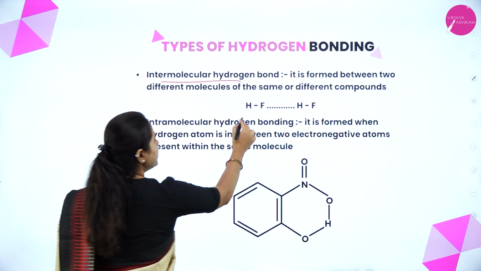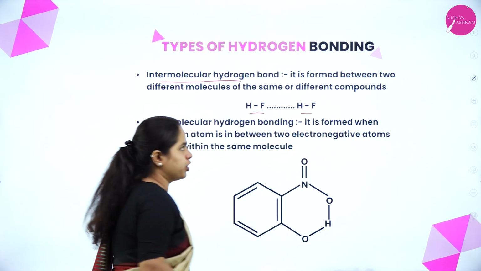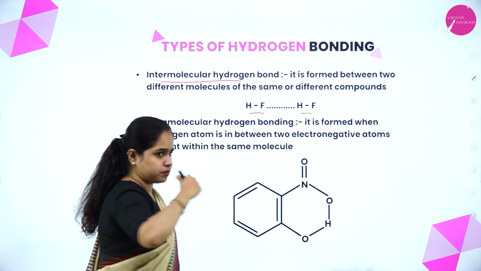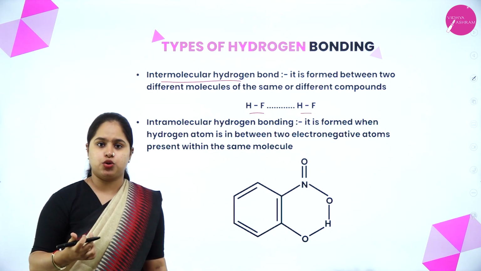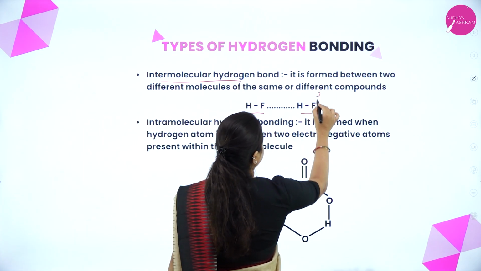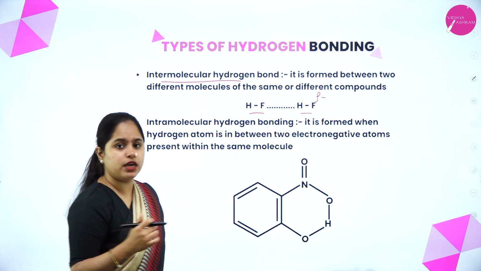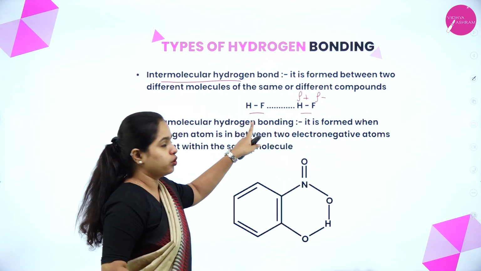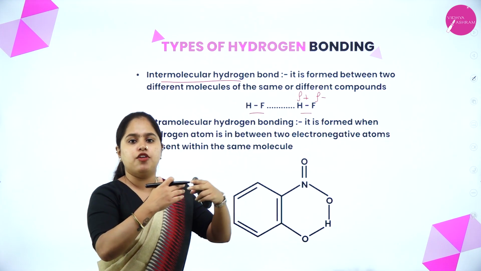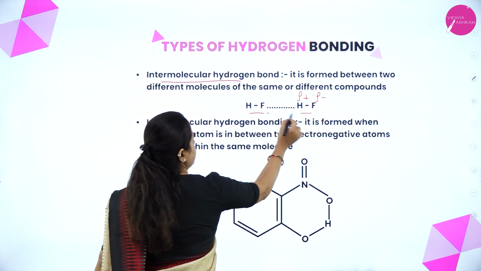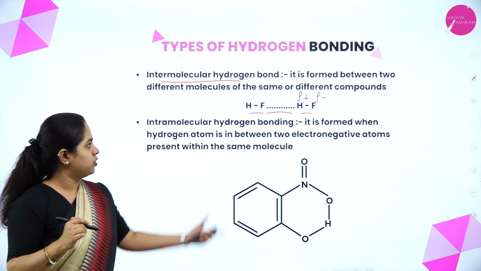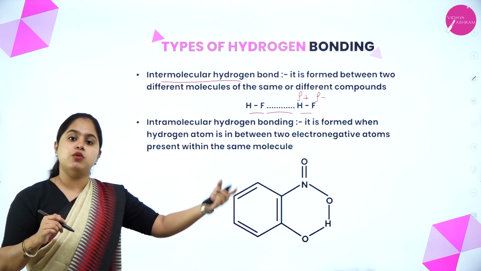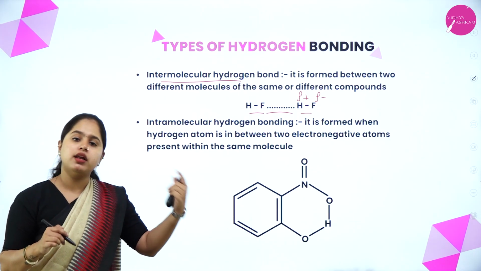So there is one HF molecule here and one HF molecule here. What happens? The fluorine atom, as it is more electronegative, attains a partial negative charge and the hydrogen has a partial positive charge. This hydrogen and the fluorine of another molecule have a hydrogen bond between them, represented by this dotted line. This hydrogen bond formed between hydrogen and the electronegative atom of another molecule is called intermolecular hydrogen bonding.